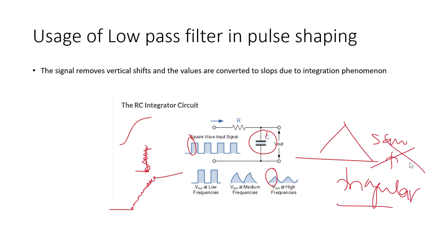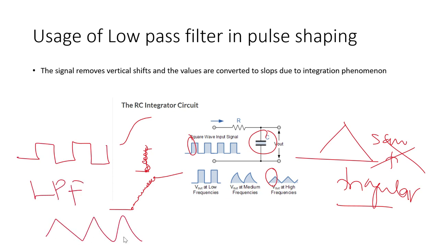So this is a phenomenon which can be observed by taking a square wave at the input and using a low pass filter. What will we get? We will get this wave.